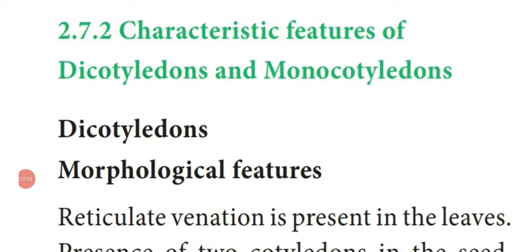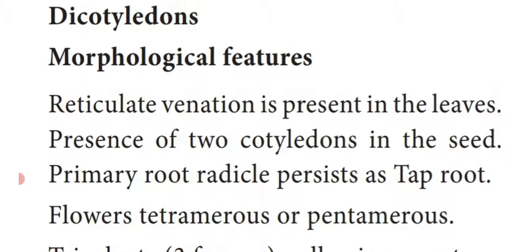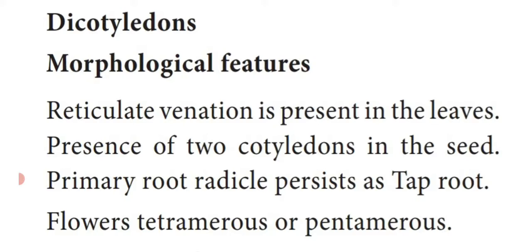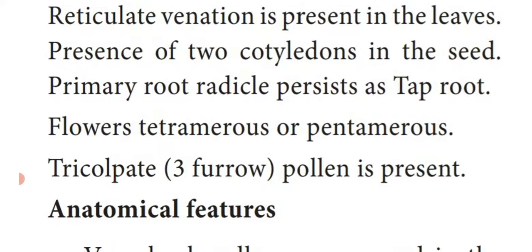Dear students, another important topic for 2 mark, 3 mark and 5 mark questions: characteristic features of dicot and monocot. First, dicot. The leaves contain veins in a net-like structure, which is said to be reticulate venation. 2 cotyledons are present in the seed. Then the primary root of the embryo produces the taproot system.